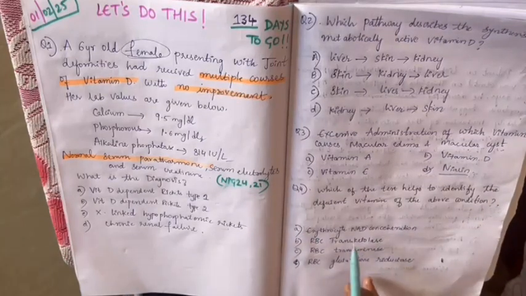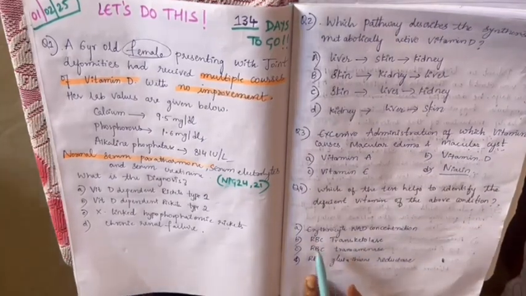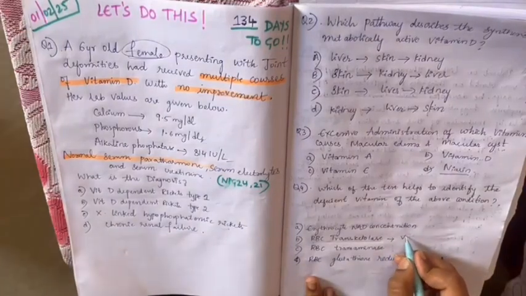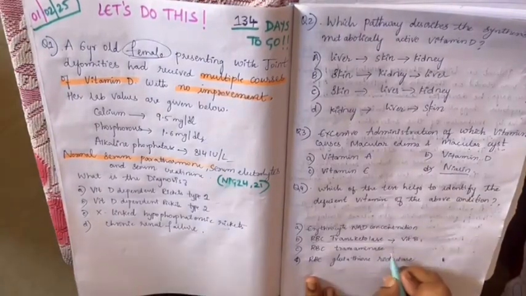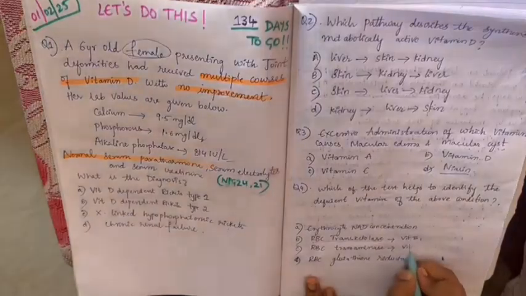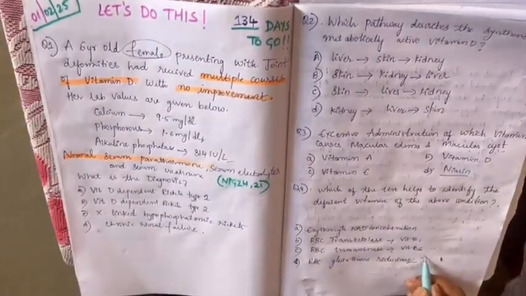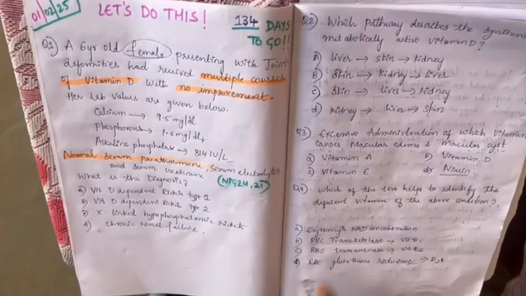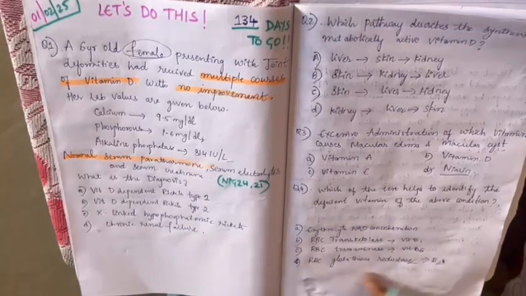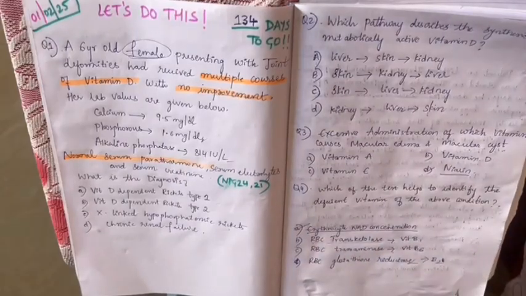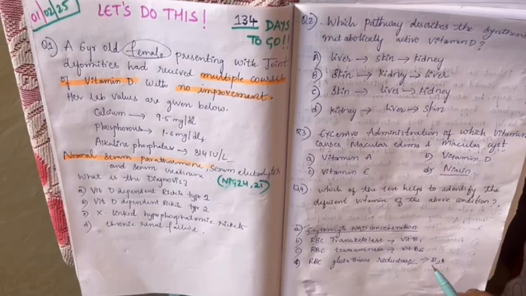So here, even if you don't know the options, you can rule out RBC transketolase. This we would do for vitamin B1. RBC transaminase, this we do for vitamin B6. RBC glutathione reductase, with this we do for vitamin B2. You definitely need to revise all the tests for the deficient vitamins. So here, even by ruling out, we can come to the answer, that is erythrocyte NAD concentration would be the answer to find out the deficient vitamin.